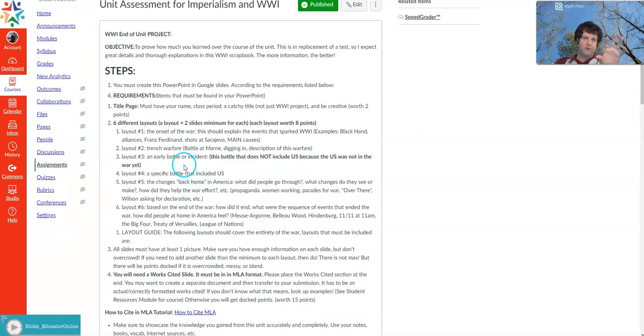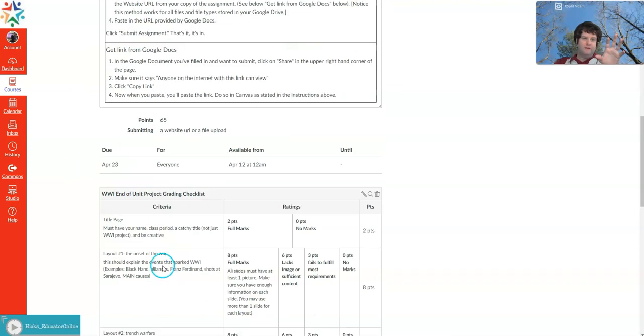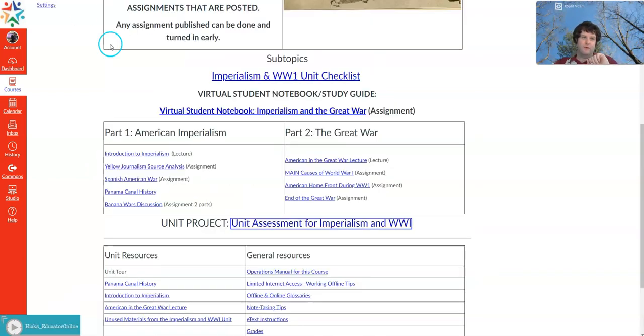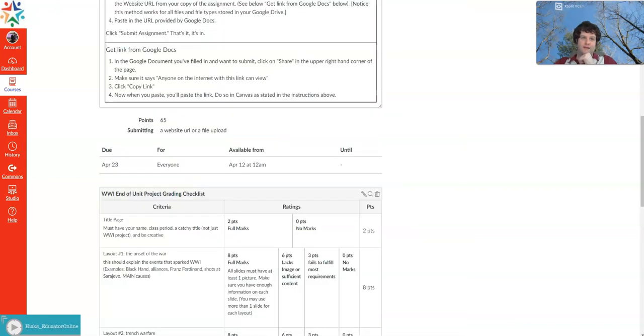Essentially, this assignment won't unlock right away. It'll technically unlock on April 23rd. Or wait, no, it's due on April 23rd. It unlocks April 12th. And what you might find is, as you're doing these assignments here, you can use information from those assignments to help you out with the unit assessment. And it is due at the end of the unit, April 23rd.